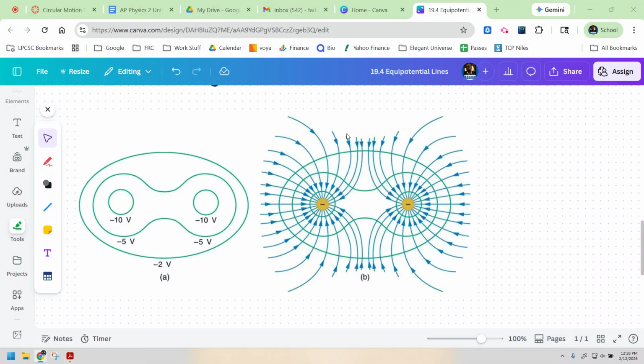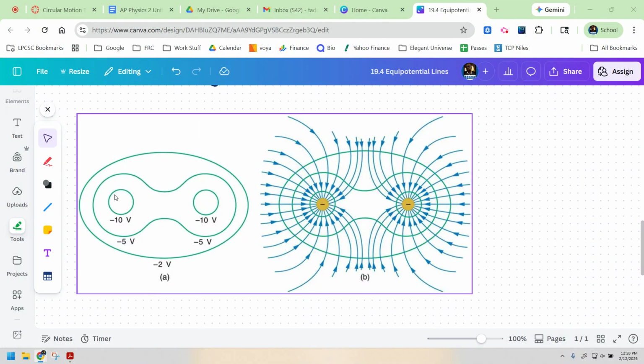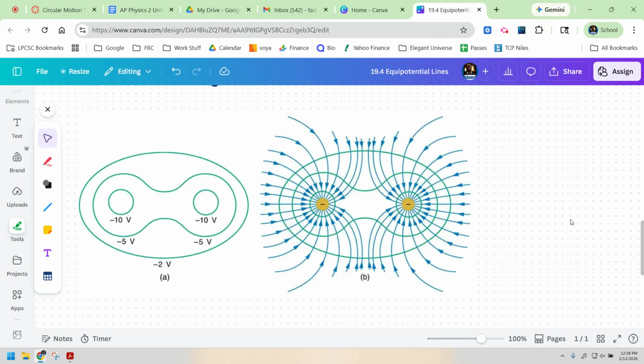And so that's just like this image here. Based on these charges, this space here is like negative 10 volts. This space here would be like negative 5, but if you go out further, it's negative 2. And that's it. That's all we're trying to do. We're not going to do a lot of calculations today. But you do have homework.